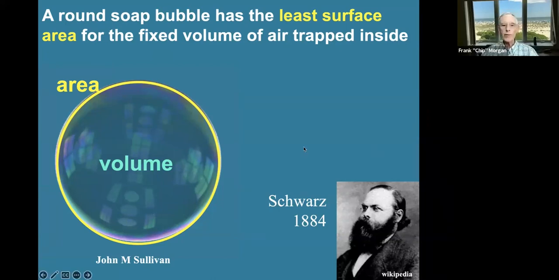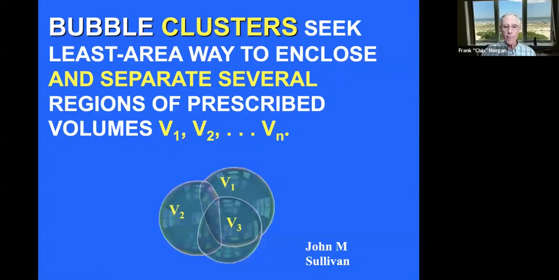And similarly, a soap bubble cluster looks for the least area way to enclose and separate several regions of prescribed volumes. So separate is important there. You're not allowed to lump them all together and put them in one big sphere. That would be cheating. You have to keep them separated, and so they cluster around each other. And the goal is still to minimize the surface area.